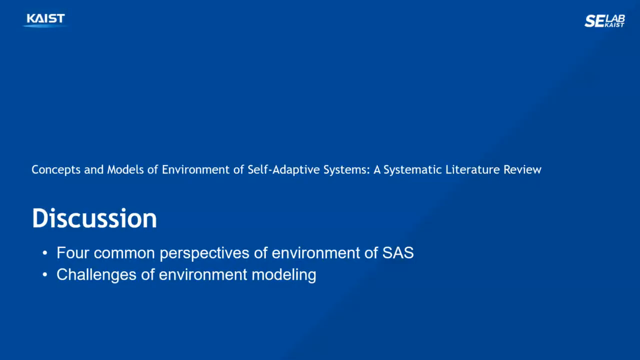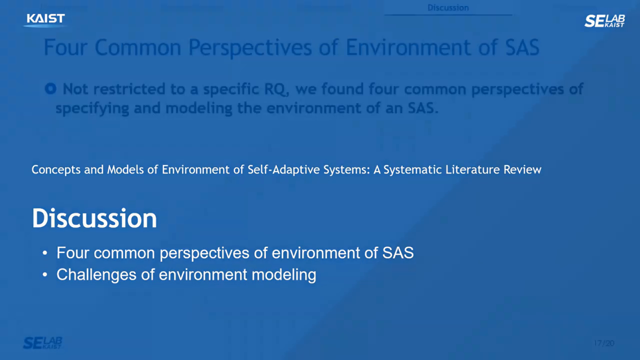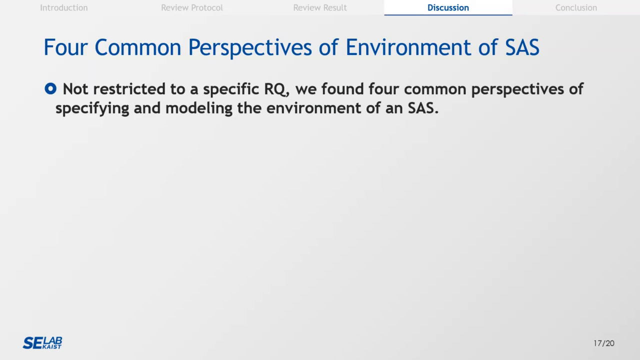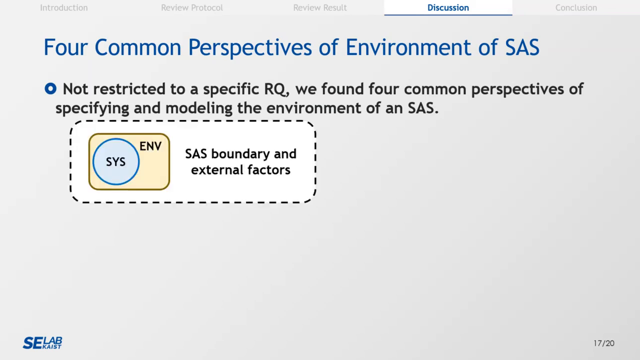Through this SLR, we have also learned many things not restricted to a specific research question. The first one is that there are common perspectives to interpret the environment of engineering interest. The first perspective focuses on the clear boundary between the self-adaptive system and the environment. In many cases, having a clear system boundary helps to define an environment clearly.